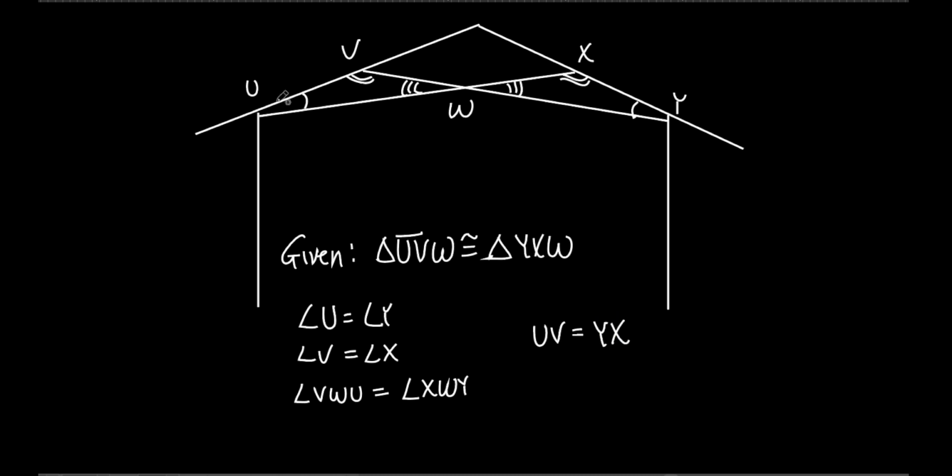Everybody see that? So look at this. UV is equal to YX. So those two sides are equal. All right? And then, let me just get rid of that. Did I get rid of it? No. There we go. All right, so I did UV.